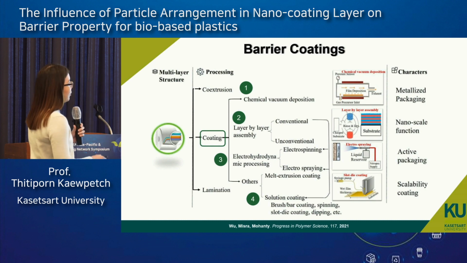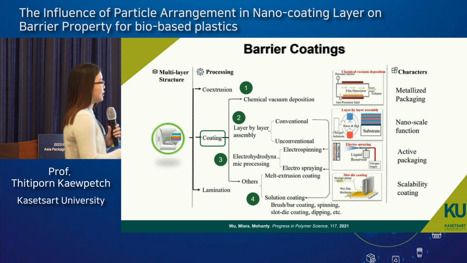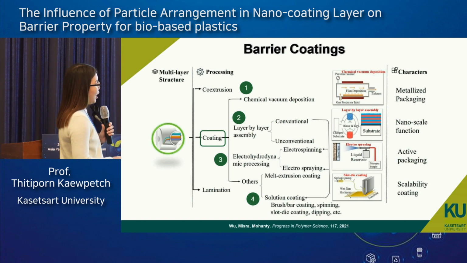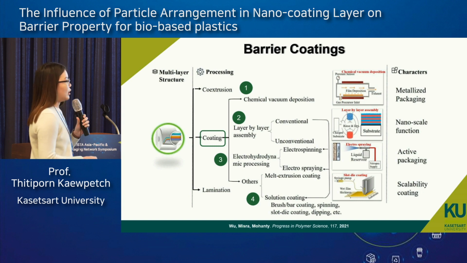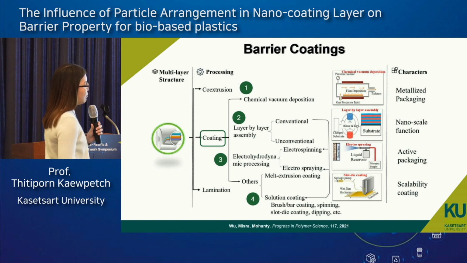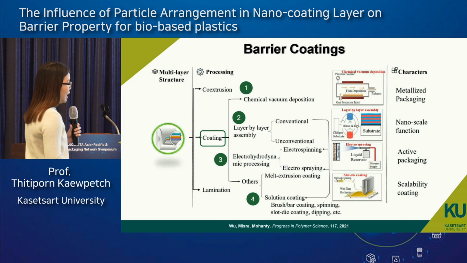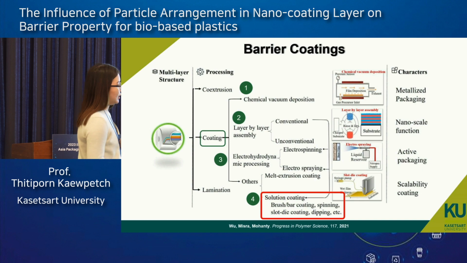Another method is layer-by-layer assembly, which creates layers with opposite charges on the surface. Another method for coatings is the electrohydrodynamic process, which includes electrospinning. And the last one is solution coating, which we're going to focus on today, and includes bar coating, spin coating, slot coating, and dip coating.